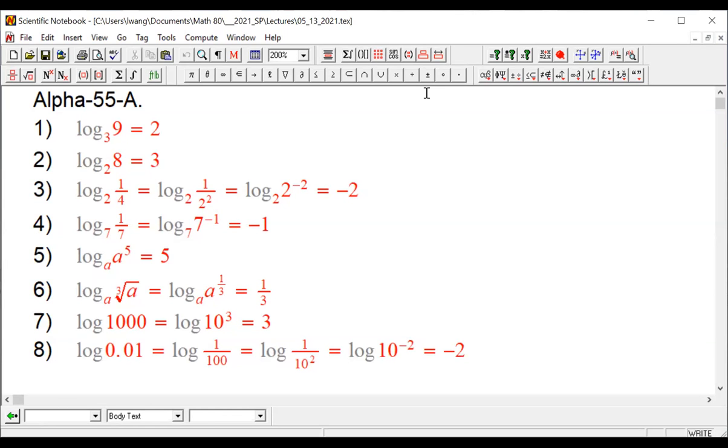Okay. I think that's all for today, and I have assigned you homework on Alpha 54A and Alpha 55, number 1 through number 12. And we will continue 55A next time. We're going to do some more detailed work, and hopefully I can give you a good introduction on logarithm. You should expect 2 quizzes about logarithm this week. Okay. And I will see you on Wednesday.